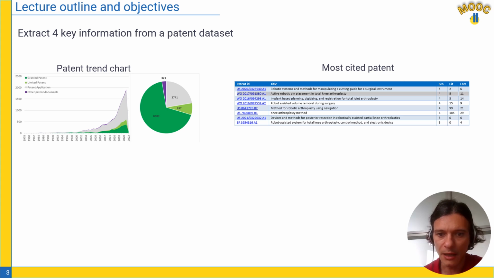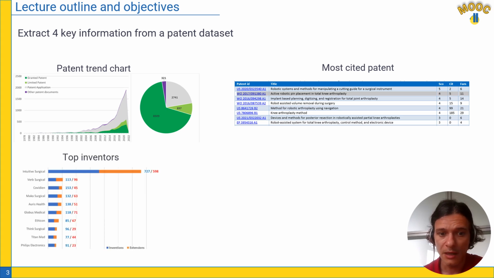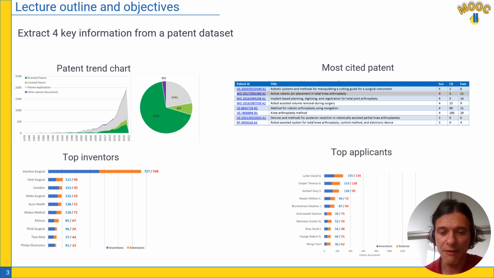Then a most cited patent ranking that shows what are the patents which are more relevant in the field. A top inventors ranking showing the people who have been working behind the development of inventions in the field. And finally, the top applicants, which gives you a picture of who are the legal entity which have legal rights on the patents that you have been analyzing.